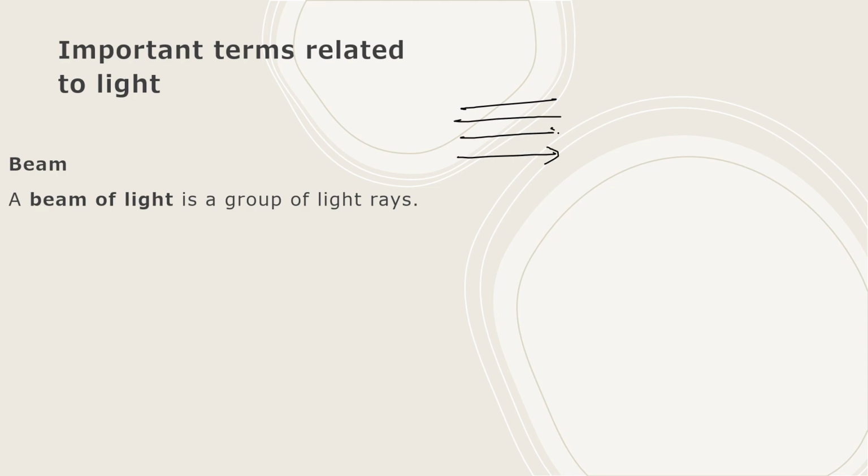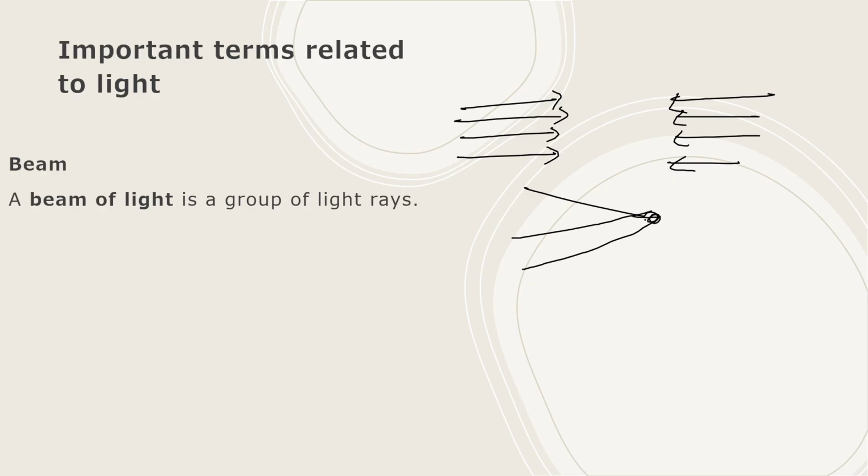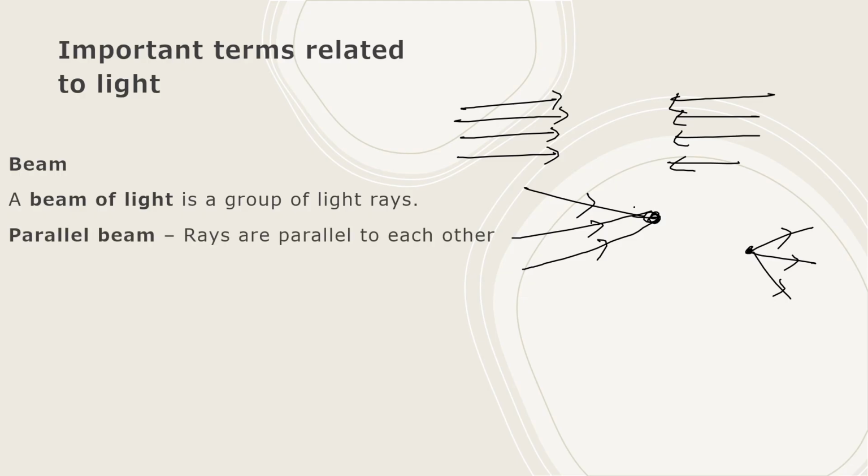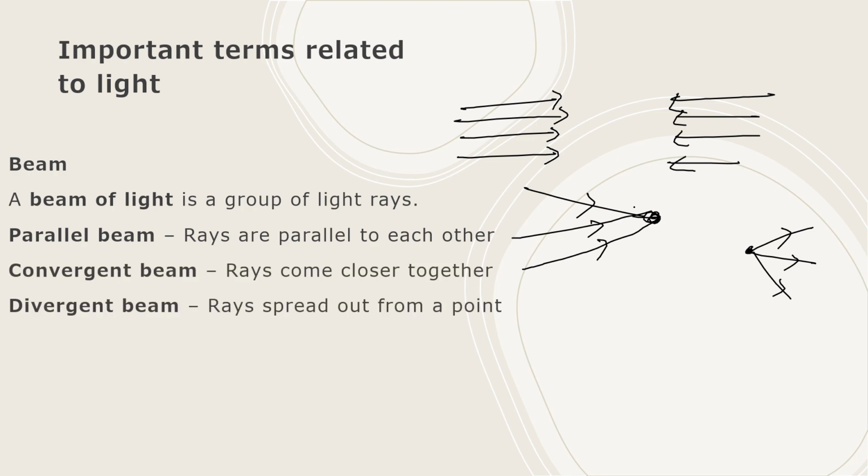Okay, or we can draw like this, so meeting at one point, or from a point it is going away. This is more than one ray, it is a collection of rays. What we will call these are, we have three types: parallel, convergent and divergent.